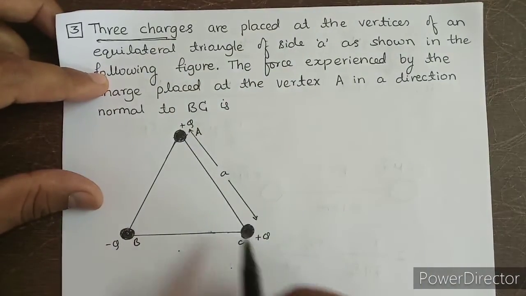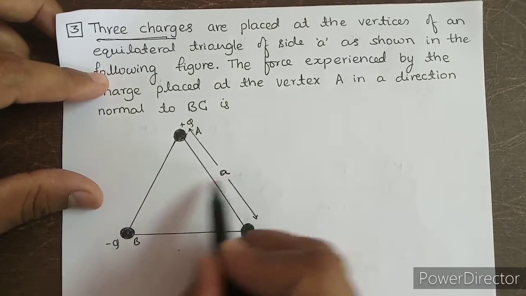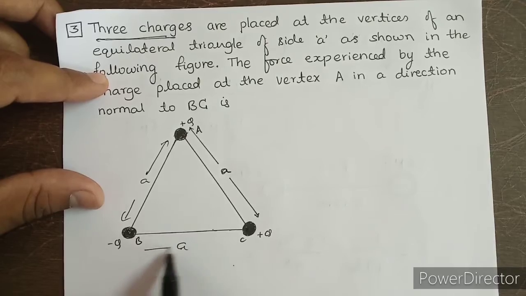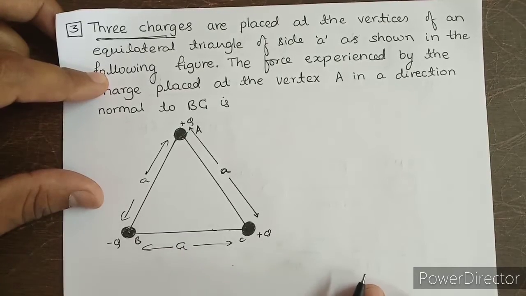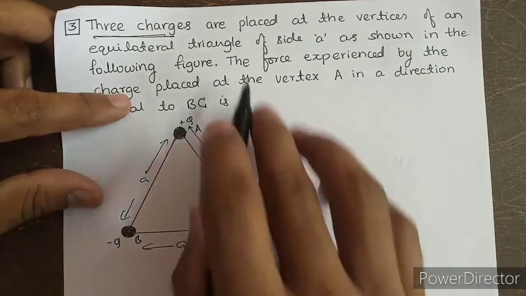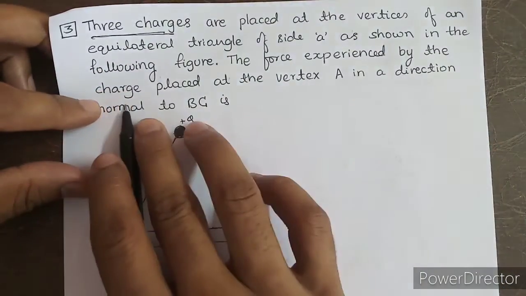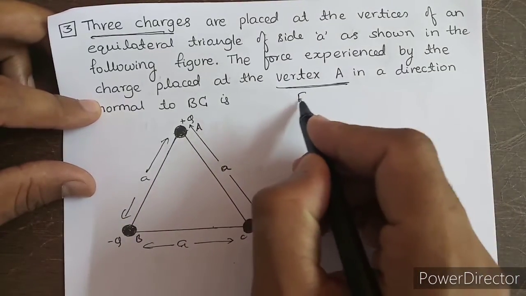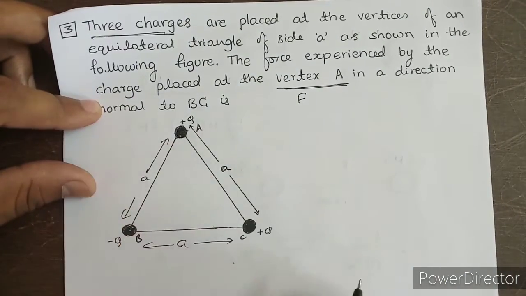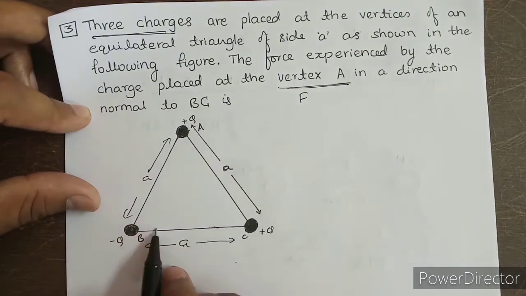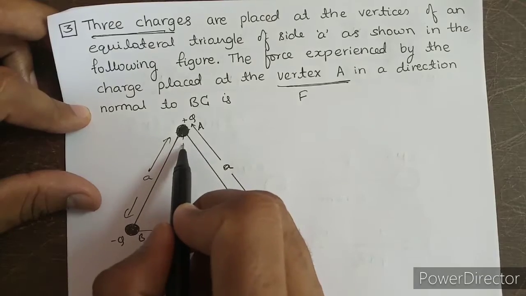triangle. Equilateral triangle means all sides are equal. This side is A, this side is also A, and this side is also A. So all sides are equal. Obviously, all inner angles are equal. So the force experienced by the charge placed at the vertex A. So the force on the charge at vertex A in the direction normal to BC. Normal to BC means perpendicular to BC.